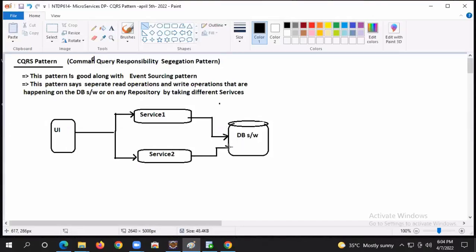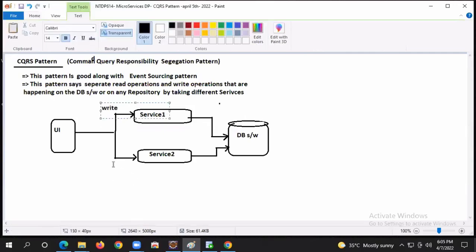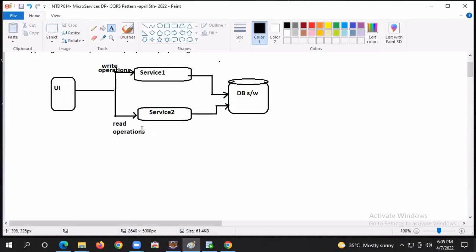If you have a maturity in the development of microservices, what they are saying is try to use different, separate services, one for read operation, one for write operation. This is for write operations, this is for read operations.